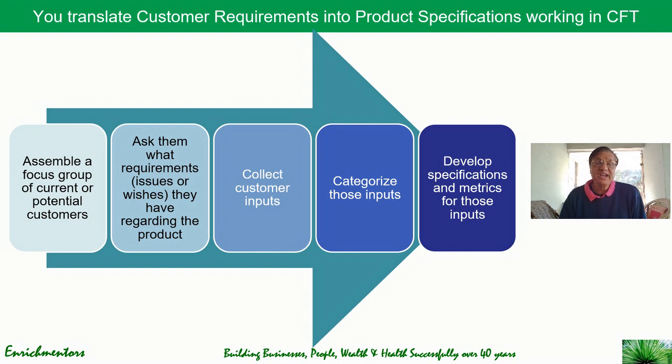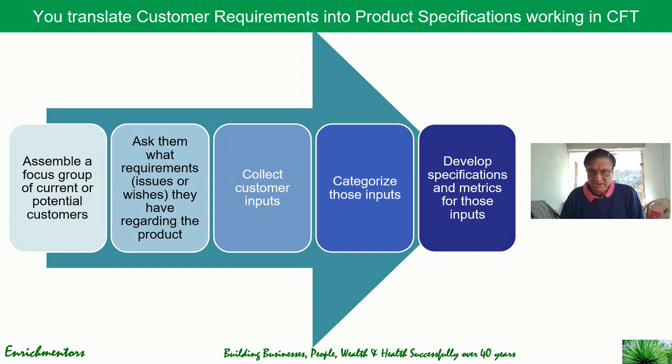This process is basically a five-step process in which you start with assembling a focus group of current and potential customers. Once you assemble this group, you ask them questions in line with determining their pain points: what are the issues they face with what they're using today, what are they satisfied with, and what do they wish they could have regarding the product. You collect all that input, and we will talk in subsequent slides about how to do that, and show you through an example.